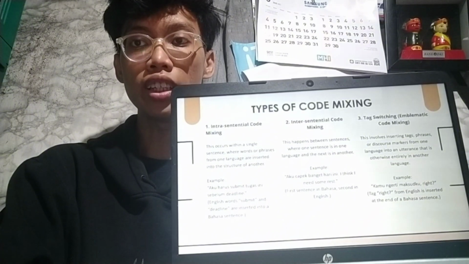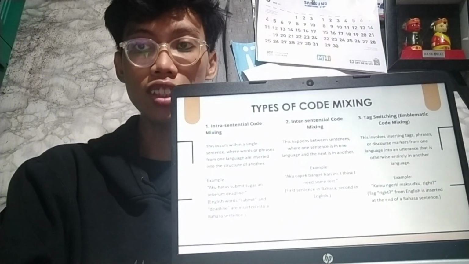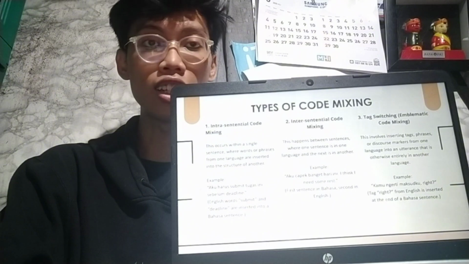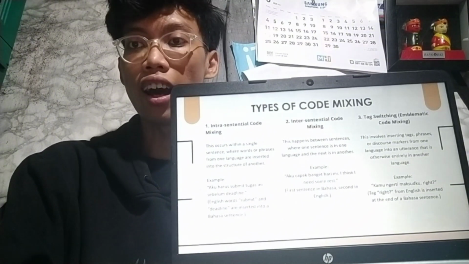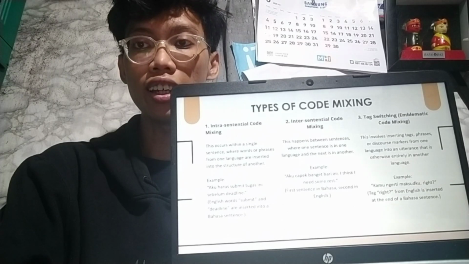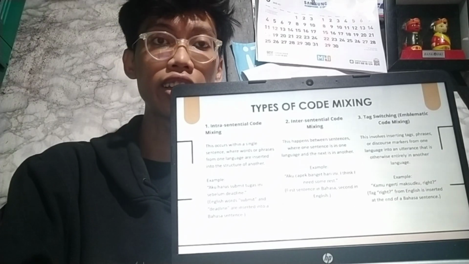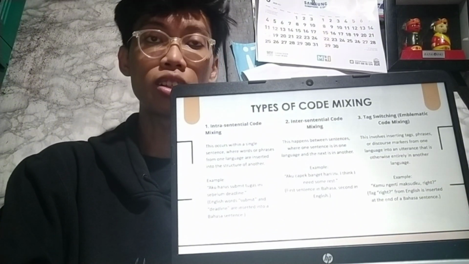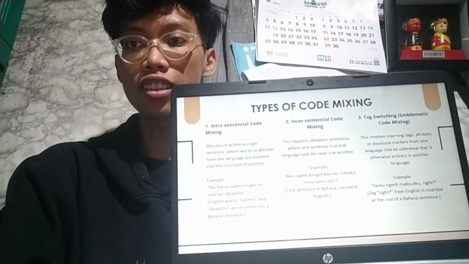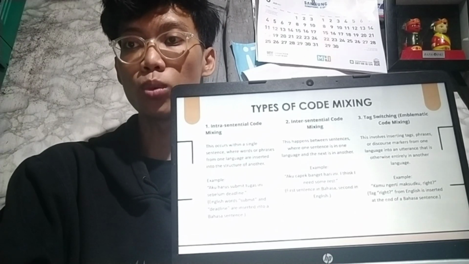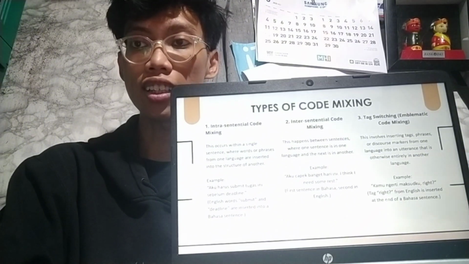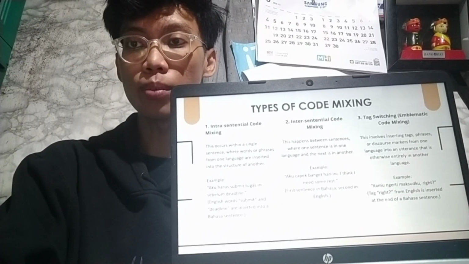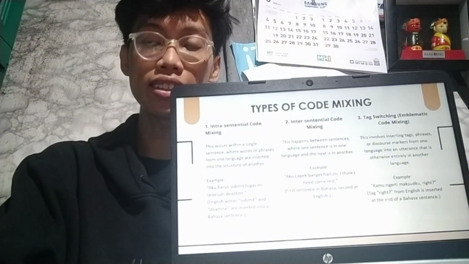Next, number 2, intersentential mixing. This happens between sentences, where one sentence is in one language and the next is in another. Example: aku capek banget hari ini. I think I need some rest. The first sentence is Bahasa but the second is English. Number 3, tag switching or emblematic code mixing. This involves inserting tags, phrases, or discourse markers from one language into an utterance that is otherwise entirely in another language. Example: kamu ngerti maksudku, right? The tag right from English is inserted at the end of a Bahasa sentence.